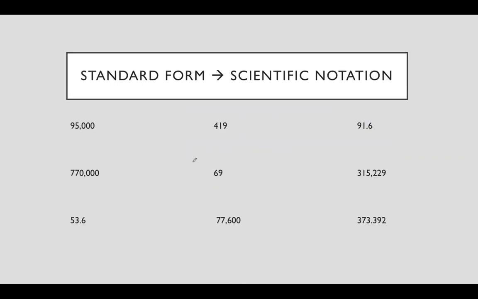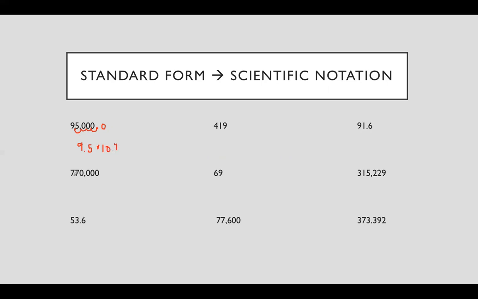So if we're converting from standard form to scientific notation, we're going to want to find what the decimal is. So for 95,000, if the decimal is not shown in the number, that means it's at the end of the number right here. So if we're converting 95,000 to scientific notation, we're moving the decimal over 1, 2, 3, 4 places so that it goes there. So our answer is 9.5 times 10 to the fourth.